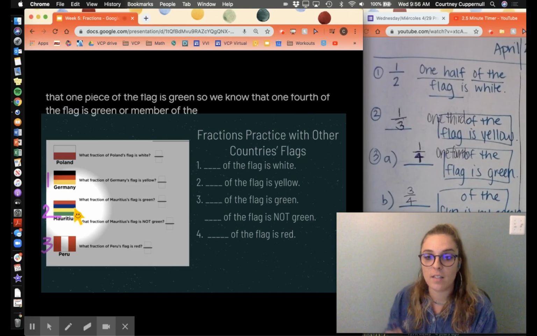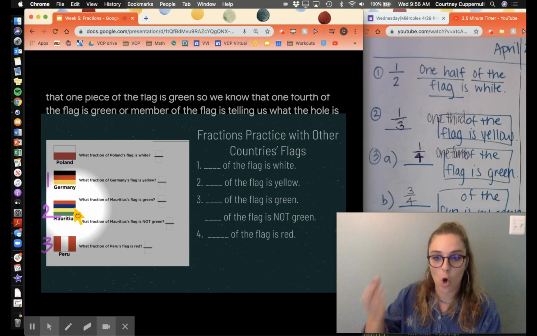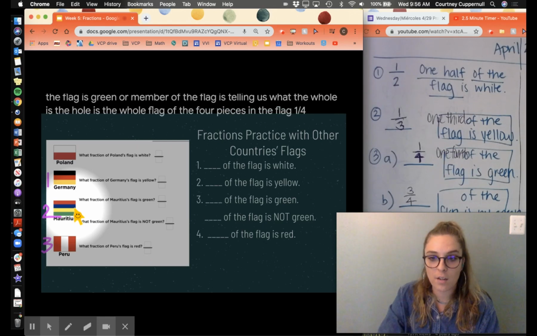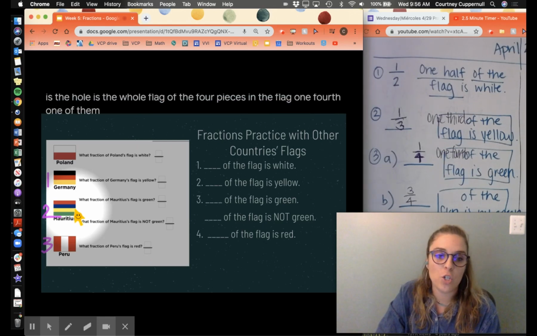Remember, of the flag is telling us what the whole is. The whole is the whole flag. Of the 4 pieces in the flag, 1/4, one of them is green.